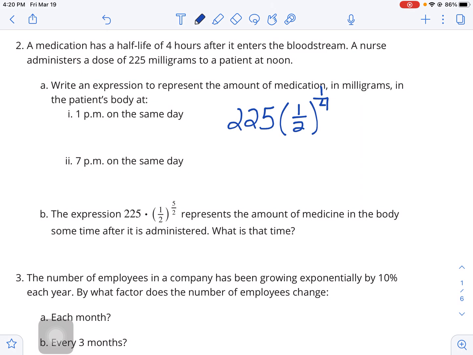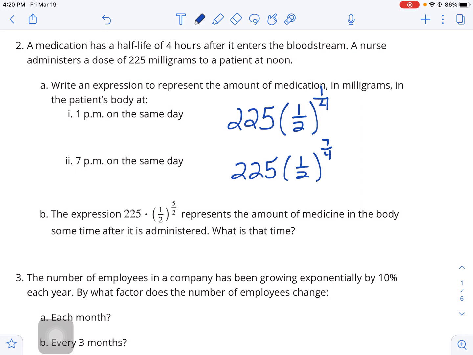And then the next one, they want to know 7 p.m. on the same day. So then we would take 225. Our multiplier would still be 1/2 since we're talking about half-life. And then 7 p.m. would be 1/2 to the 7/4 power, or 1 3/4.